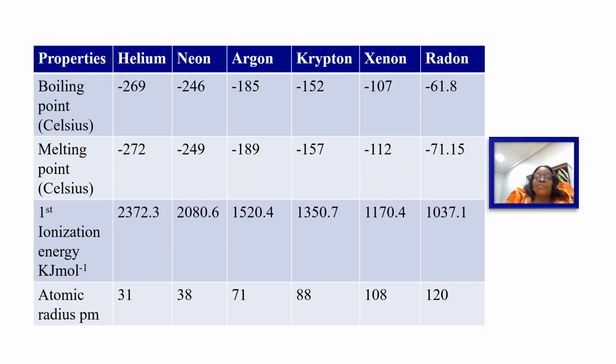Some characteristics of this group. They have, as you can see, low boiling points that decrease down the group. Melting point also decreases down the group. Ionization energy also decreases down the group. And atomic radius increases down the group.